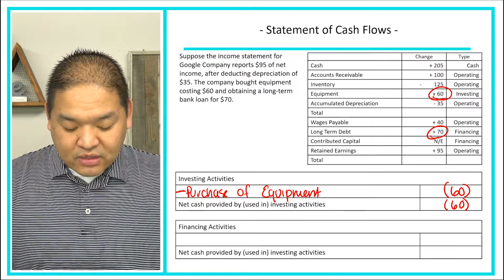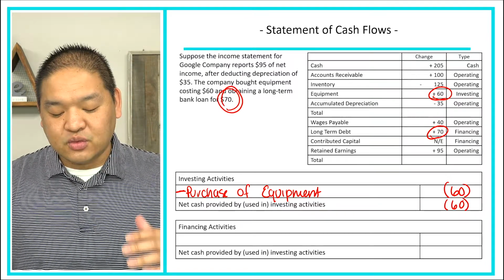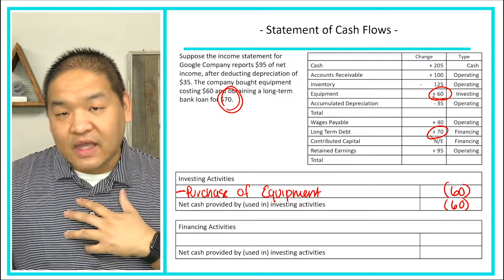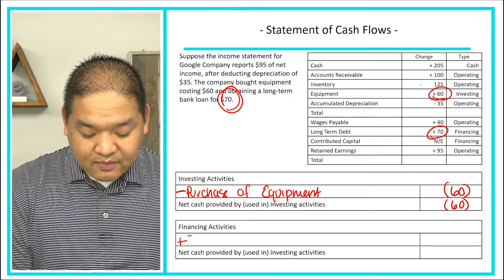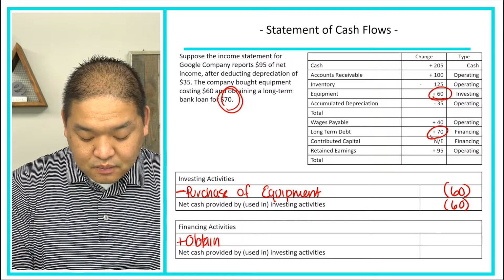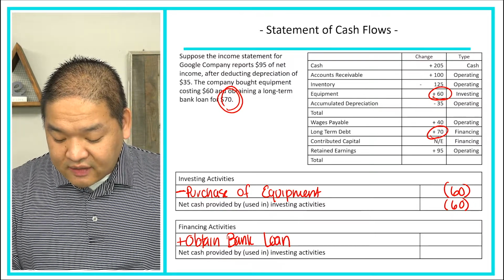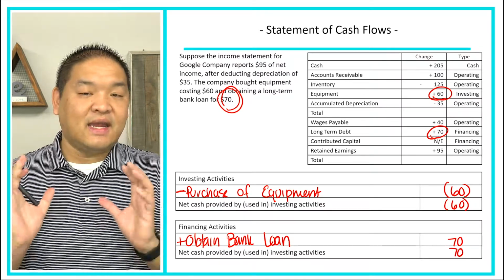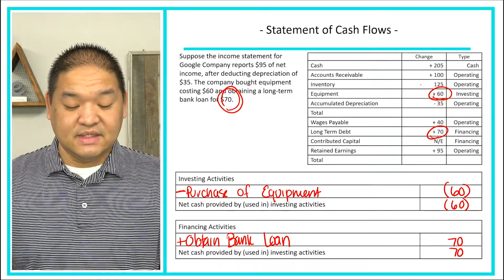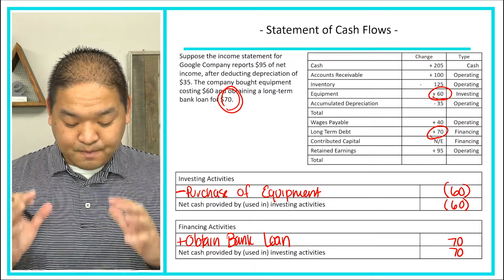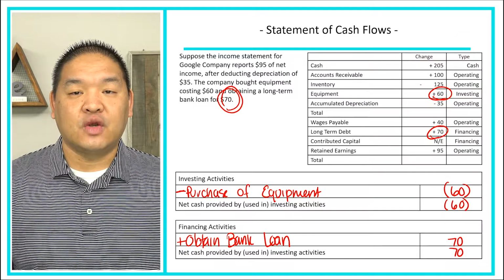All right. So let's look at our financing activities. We obtain a bank loan of $70. Because we obtained a loan, we received cash. So we're going to add in the financing section, obtain bank loan in the amount of $70. It's not negative, it's positive because we're receiving it. So we're going to put plus 70. So that's what our investing and our financing section will look like on our statement of cash flows.